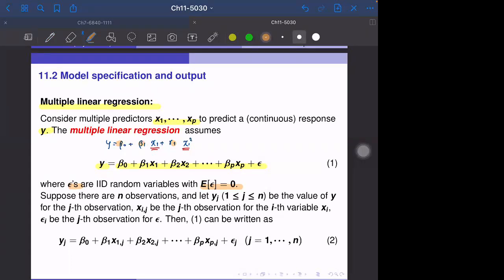Suppose that we have n observations, and then we can write the equation in number 2. This is the same as number 1, but we specifically mention that y is the jth observation of y, these are the jth observation x1 value to xp value, and this is the jth error. If we have n observations, then j is equal to 1 to n.